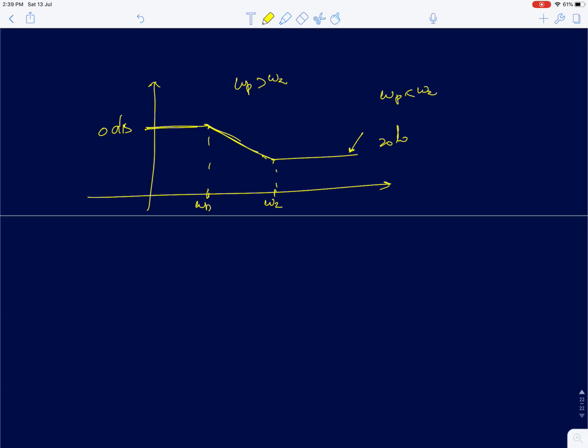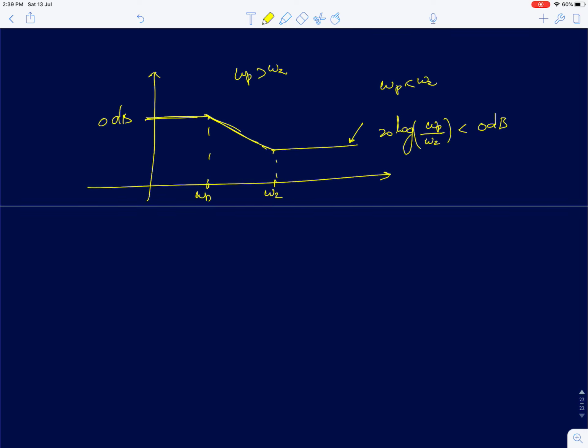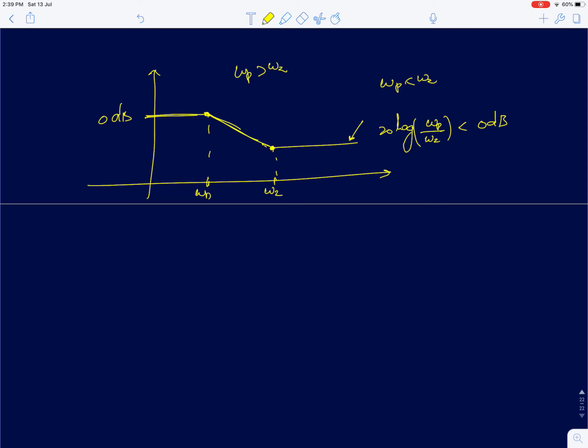Now again the peak value of this function is going to be 20 log of omega p by omega z. Now we know since omega p is less than omega z, this number is going to be less than 0 dB. It's going to be a negative number, which means gain is going to be less than 1. In the previous case, when omega p was greater than omega z, the gain was greater than 1. Okay, I'm not showing the phase response, it's pretty simple. The magnitude will have a big change.